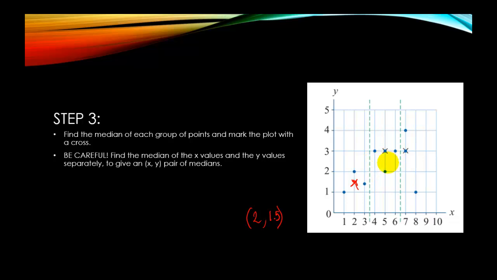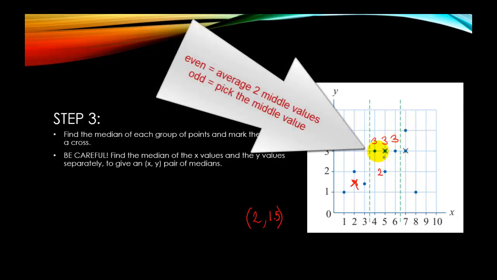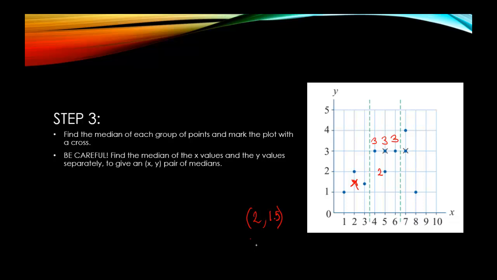Rub those out and do it for the y variables. So this is 2, this is 3, 3, and 3. Now the middle number in this case is going to be 3 again. So therefore, the data point in this situation is going to be 5 as the x variable and 3 as the y variable.